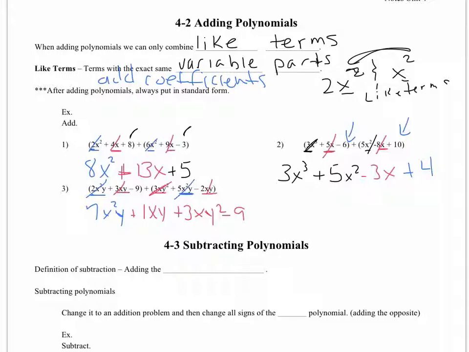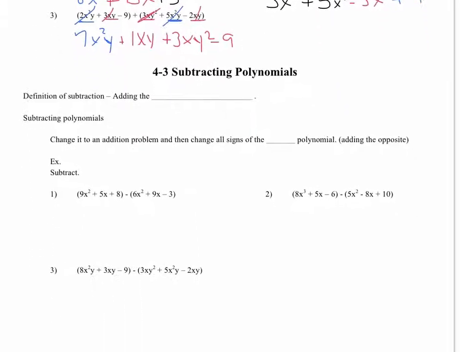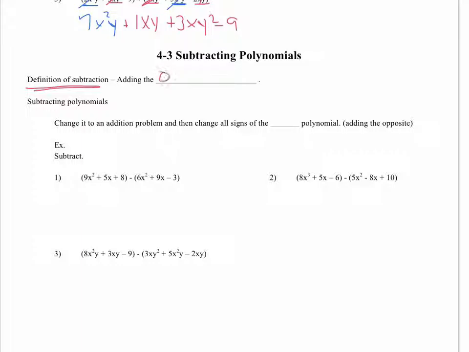All right, in section 3, we're going to subtract polynomials. And when we subtract, the definition of subtraction is adding the opposite. So we're going to change it to an addition problem and then change all the signs of the second polynomial so that we're adding the opposite.